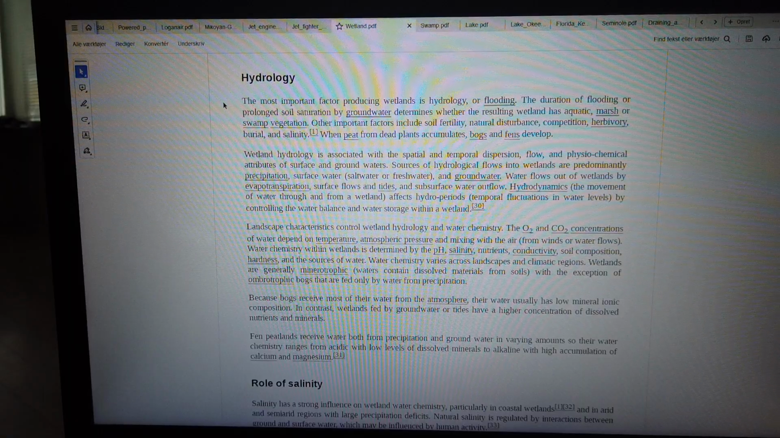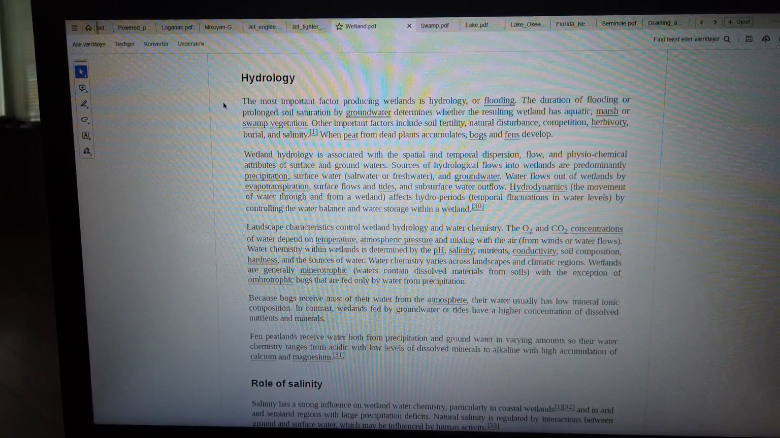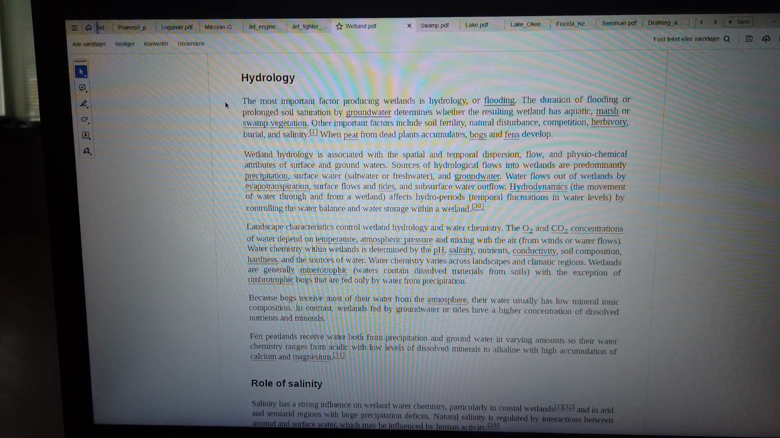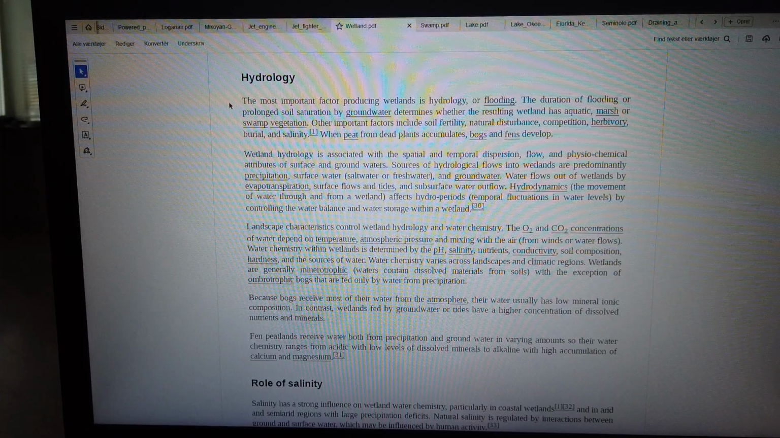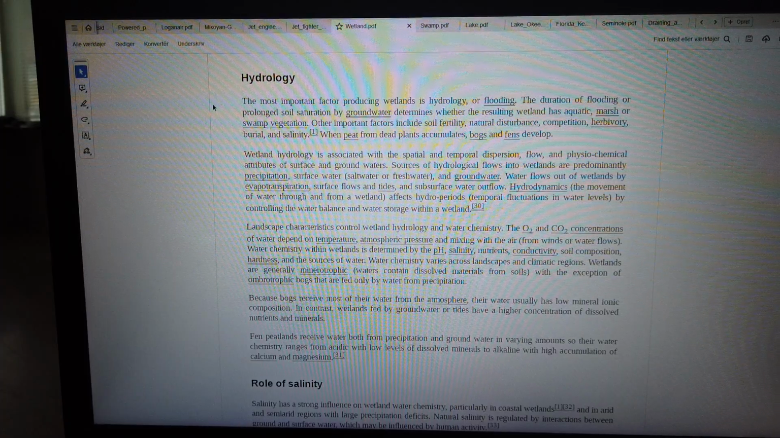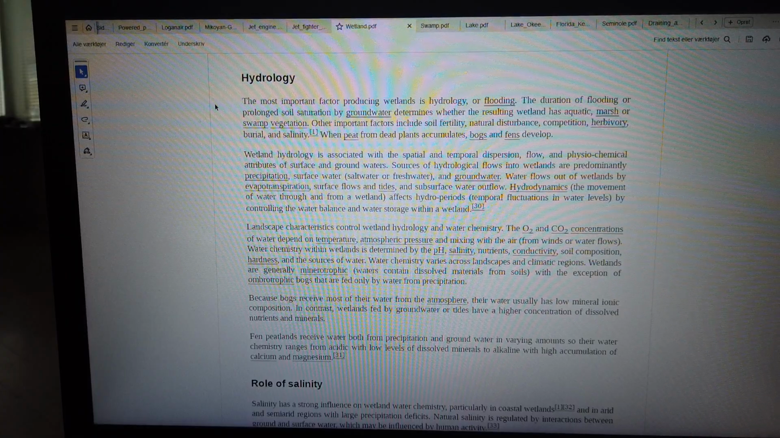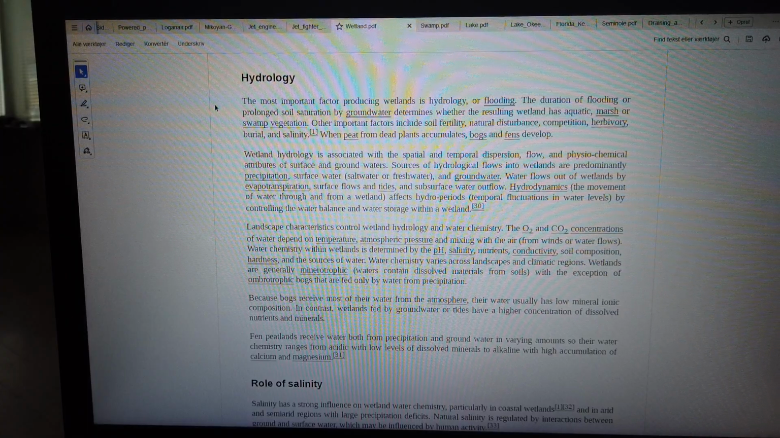Wetland hydrology is associated with the spatial and temporal dispersion, flow, and physiochemical attributes of surface and groundwaters. Sources of hydrological flows into wetlands are predominantly precipitation, surface water, salt water or fresh water, and groundwater. Water flows out of wetlands by evapotranspiration, surface flows and tides, and subsurface water outflow.